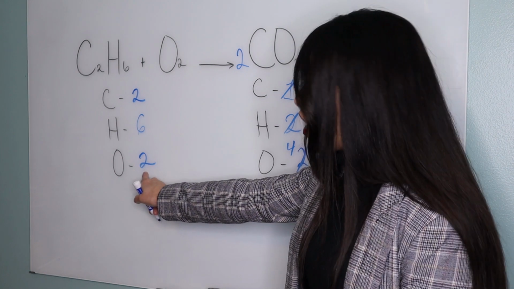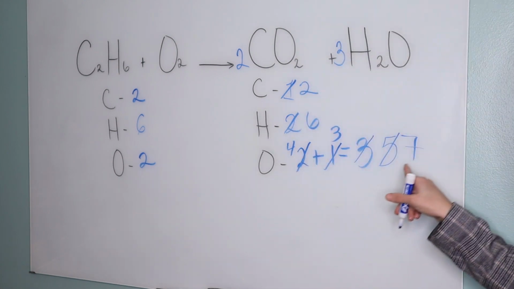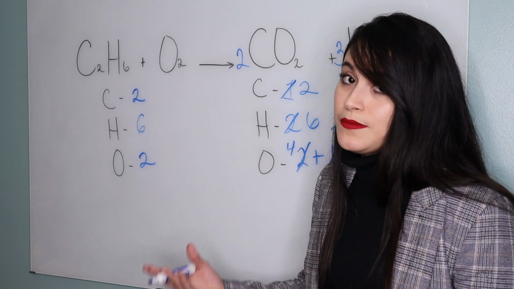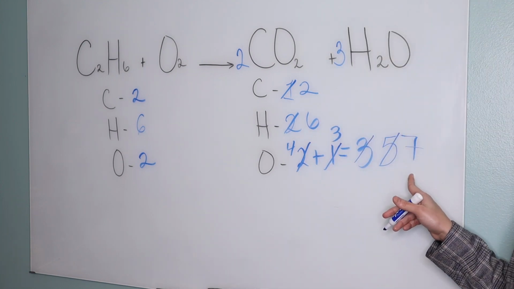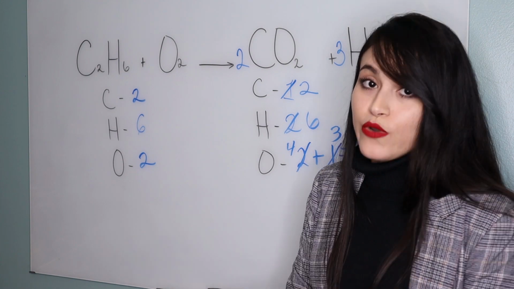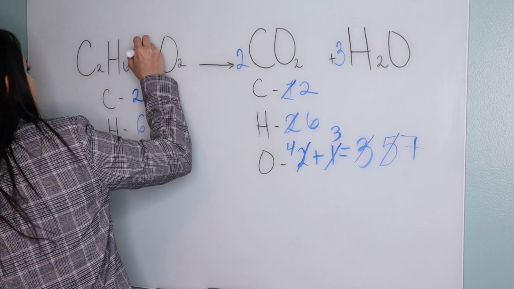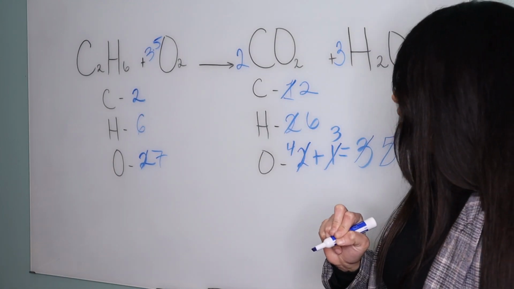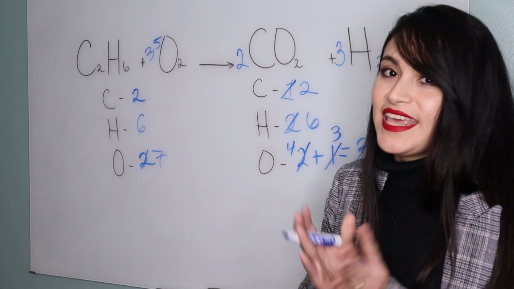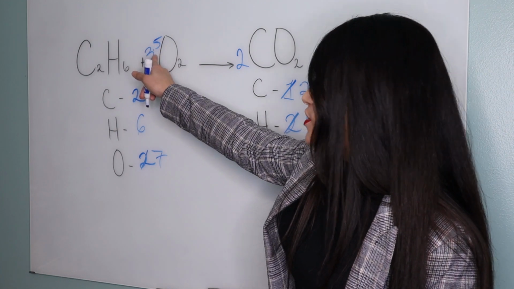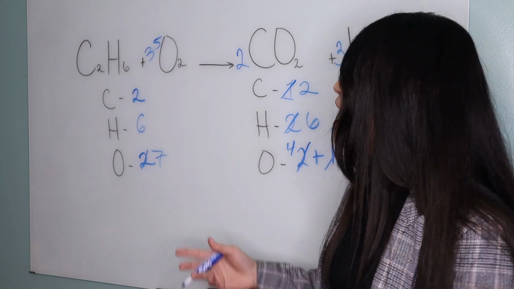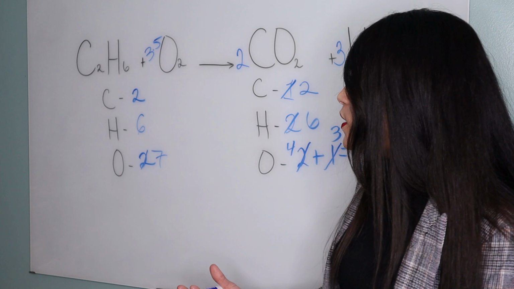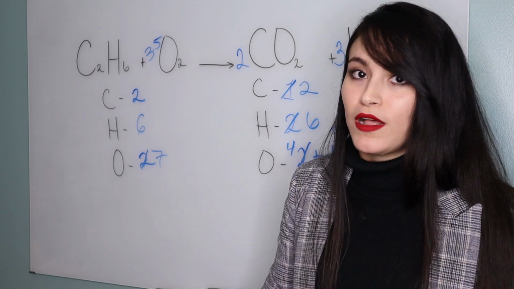Lastly, I have 2 oxygens over here on the reactant side, and on the product side, I have 7. So you ask yourself, 2 times what is going to equal 7? And the answer is 3.5. Right? Now, we have an issue. And the issue is that we have a fraction. And we don't really want to say that we have 3.5 molecules reacting. Instead of that, you want to have whole molecules, not half molecules.